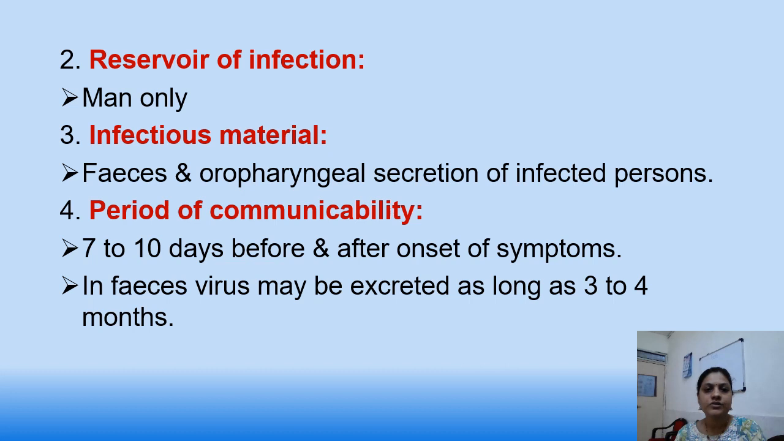The reservoir of infection is only man. That is why polio has been targeted for eradication, because we have a very good vaccine, the live vaccine OPV, and secondly, man is the only reservoir. There are no other arthropod, animal or vertebrate reservoirs other than man. So it is easier for us to target it for eradication.